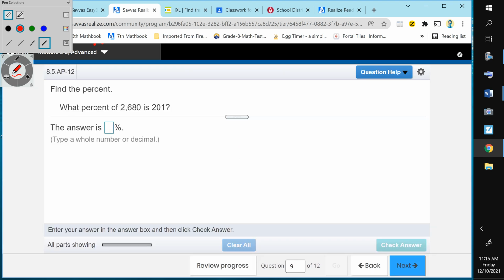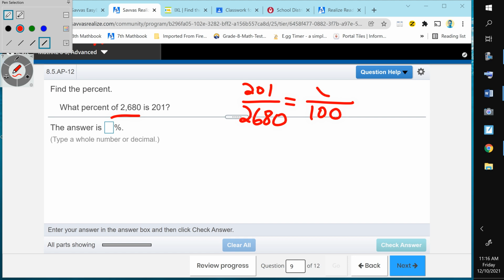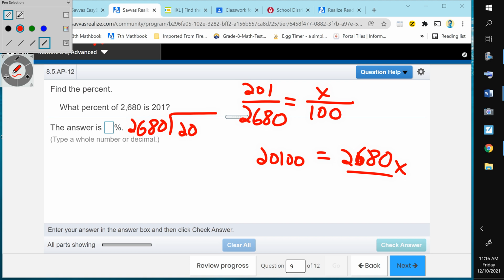9, 10, 11, 12. 4 questions left. What percent of that is that? Yuck. This is going to be a really small number. 100. Of is right there. 201 is there. So it's going to be 2680x equaling 20100. Man, I should not have given you this one. Divide by that. So it's going to be 2680 with this.